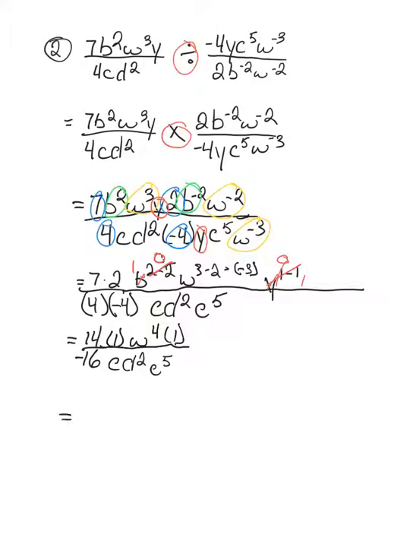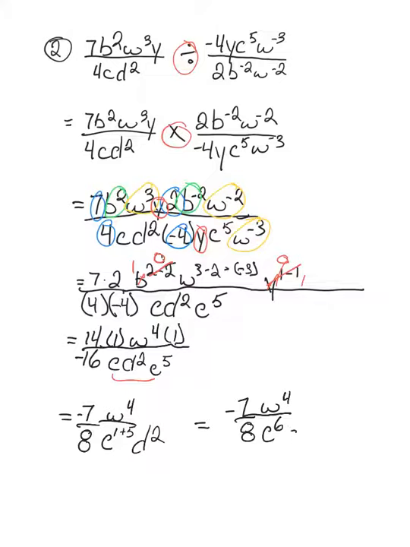And now, can we reduce our 14/16? Yes, we can. If we divide them both by 2, we get negative 7 over 8 times w to the fourth. And now it's a good time to combine your two c's. So what would you do? You'd go c to the 1 plus 5 times d squared. And therefore, our final answer will equal negative 7/8 w to the fourth over c to the sixth d squared.